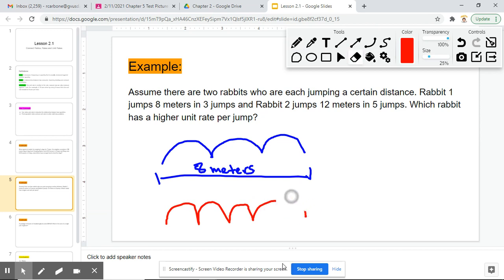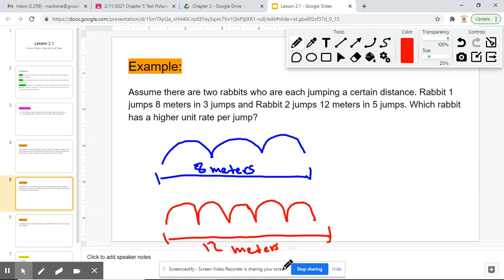Wow, excuse my jumps there. Those are terrible. Let's just retry some of that. 3, 4, 5. All right, and they are jumping 12 meters. Obviously, this is not to scale. This red one should be much longer here.